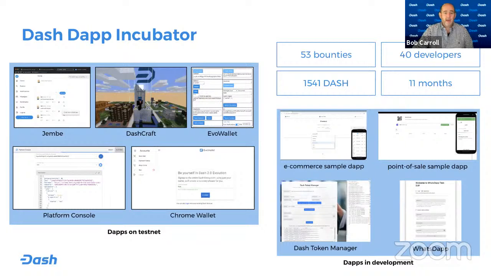And then a Chrome wallet extension. This is a Chrome extension for wallet, identity, and username creation. You can also do contract and document retrieval as a developer to see what's going on inside Dash platform. So very excited about what's been happening in the incubator.